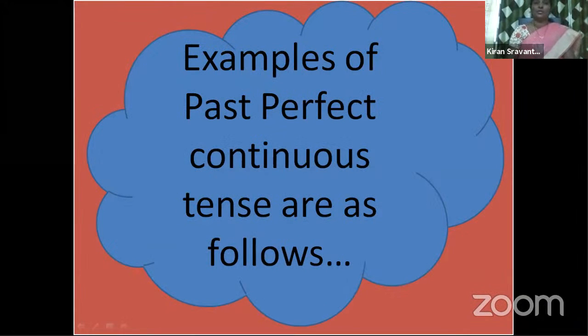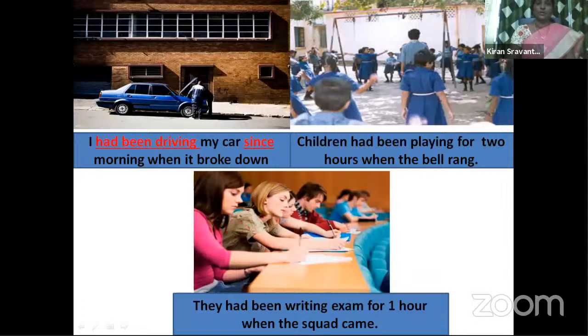So coming to the examples of past perfect continuous tense, they are as follows. So I had been driving, look at the first picture. I had been driving my car since morning when it broke down. See, the second action was the completed action, and the first action was the continuous action in past tense. So you find two actions. One was the completed action with reference to past simple tense, and one was the continuous action. So I had been driving my car since morning. So we also find since here.